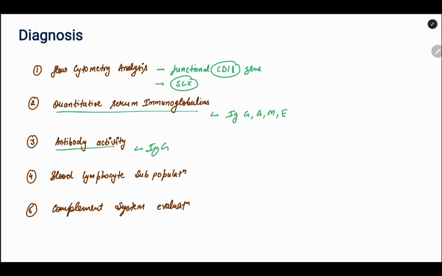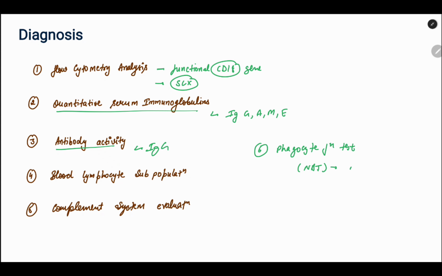The fourth one is the blood lymphocyte subpopulation, in which we look at the total lymphocyte count and also the separate T and B lymphocytes. The fifth one is the complement system evaluation. We can carry out an evaluation of how the complement system is working. Other tests can be the phagocyte function test. These can be the NBT test and the neutrophil. We can also measure the neutrophilic mobility. NBT stands for nitroblue tetrazolium. So what comes under the phagocyte function test is the NBT and the neutrophilic mobility.